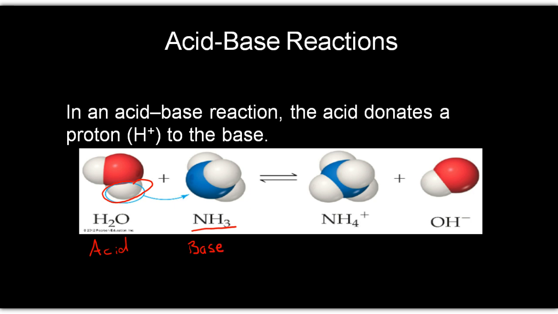So over here, what this is going to become, and this sounds kind of weird, is it becomes what's called a conjugate acid, and OH is very easy to describe. That's going to be the conjugate base.